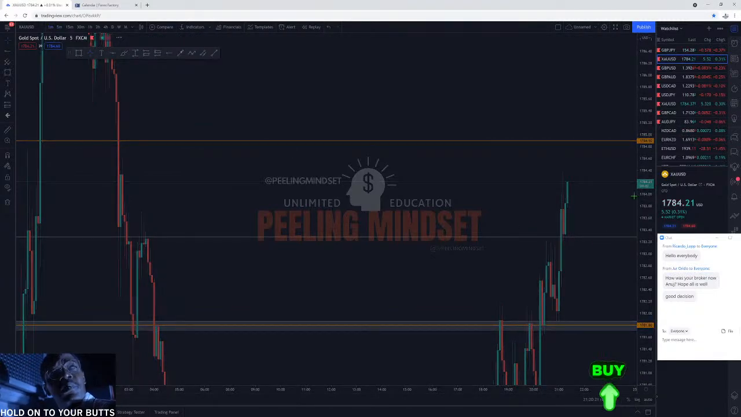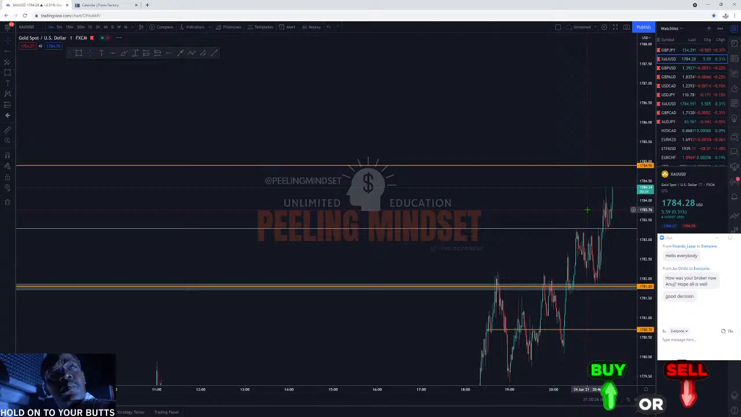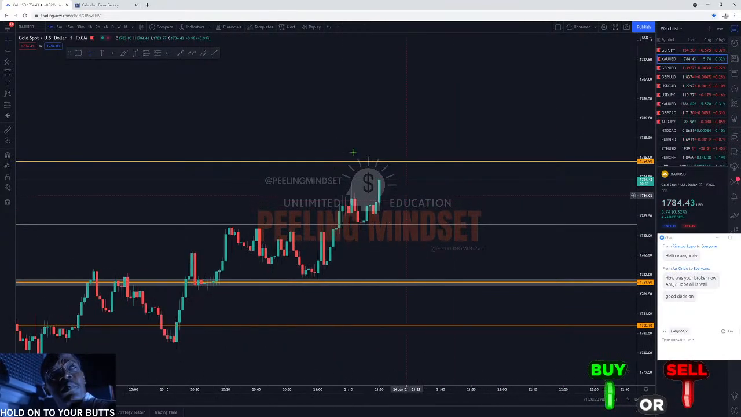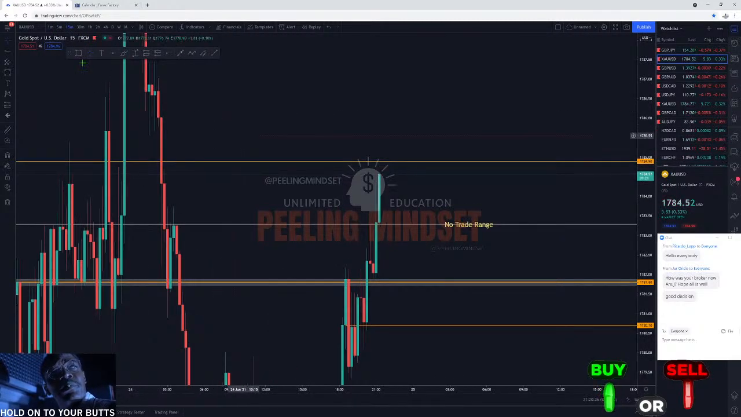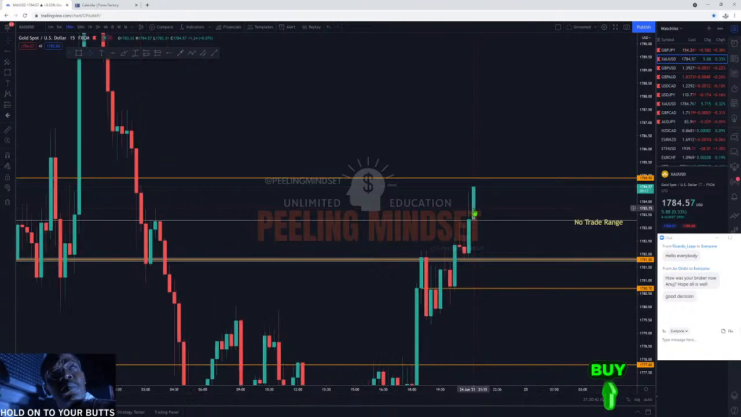Gold is pumping up. Interesting. The 15-minute looks nice because the current 15-minute candle actually broke the previous 15-minute candle's high.